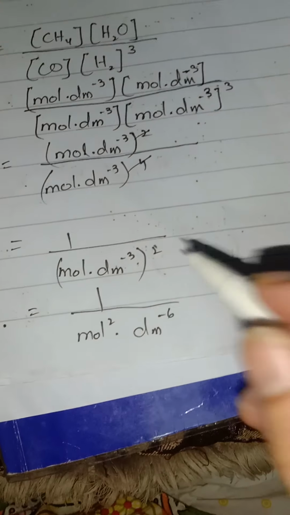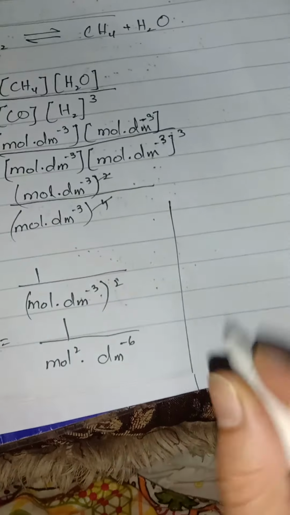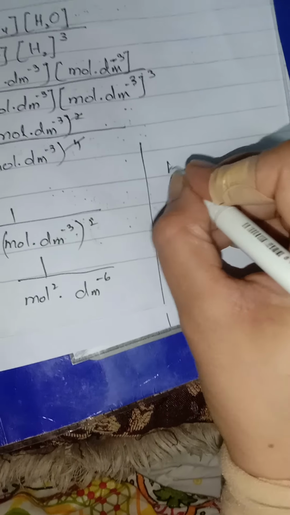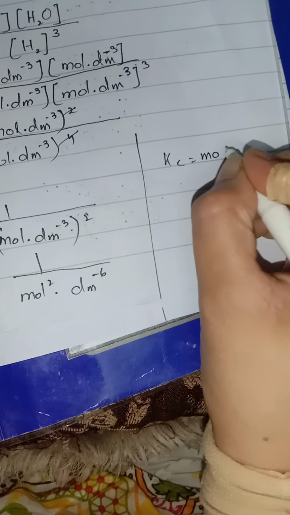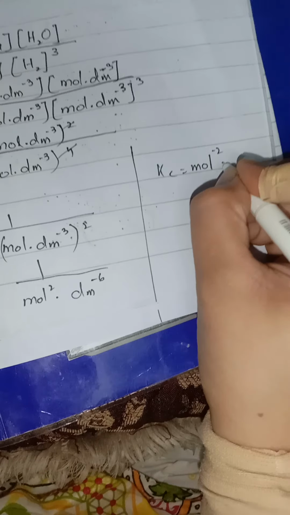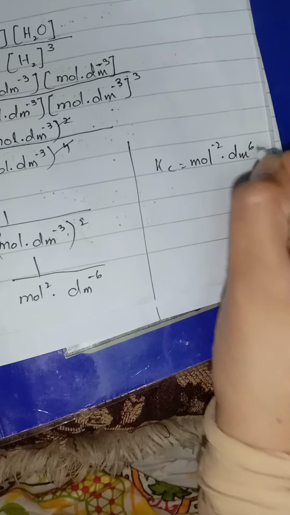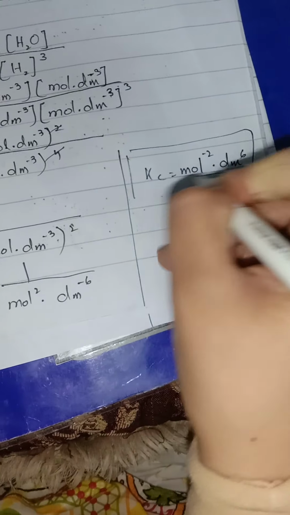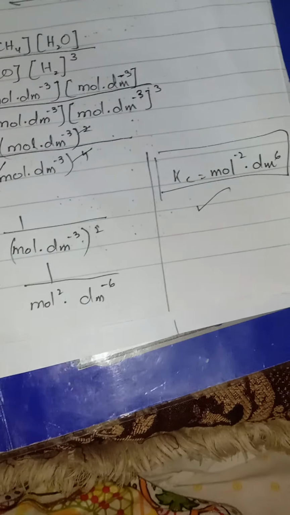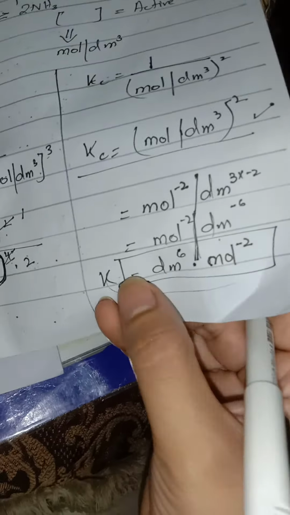Similarly, now what will happen? It will go to the numerator sign and Kc would be equal to mole minus 2 into dm 6. Clear it is? This is the same as this equation. You can write it in any way.